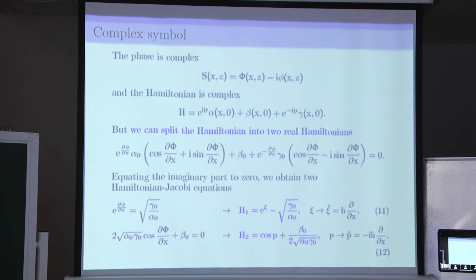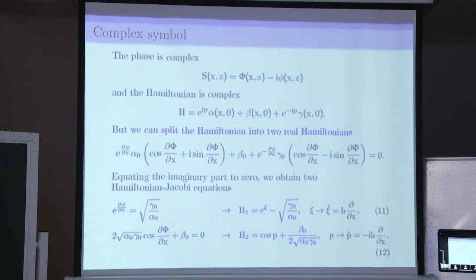But we still have a complex phase. I'd like to present the idea of how we can solve this problem with a complex phase. So we have a complex Hamiltonian. Here it is. It is a complex Hamilton-Jacobi equation for the original complex Hamiltonian. But if we substitute the WKB form into our equation, we can, after that, equate the imaginary part to 0. And it gives us an equation for the imaginary part of the phase. So we obtain one real Hamilton-Jacobi equation for the imaginary part of the phase.